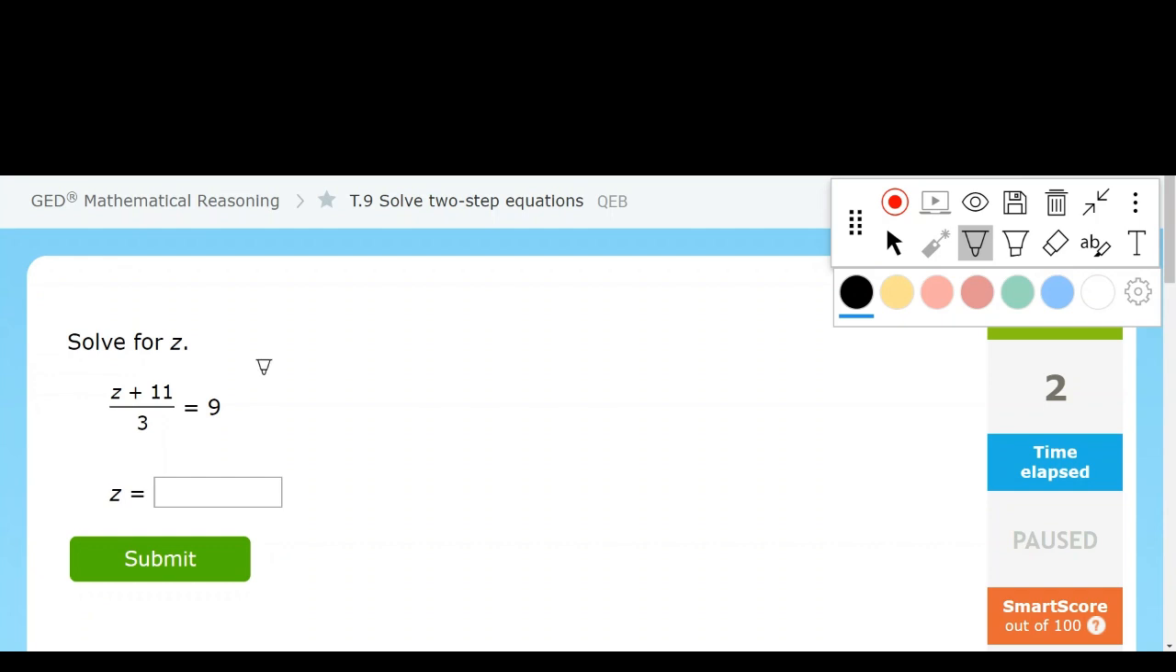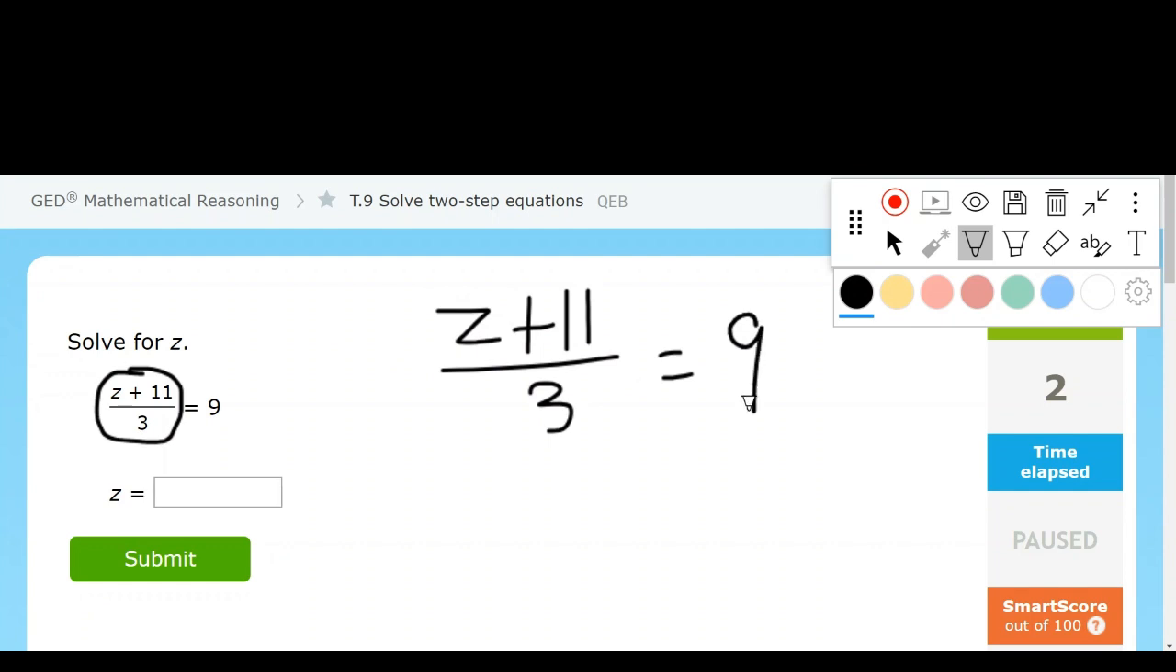Here's another problem. Notice how the variable is on the left-hand side of the equation. What are we doing to the variable? Well, we're adding 11 to it, and then we're dividing it by 3. I'm just going to label addition, division here.